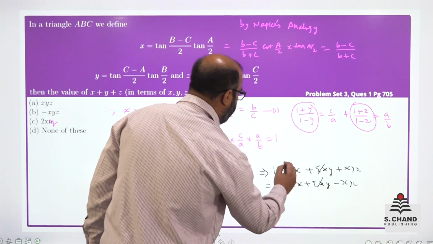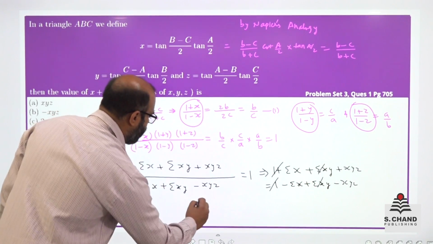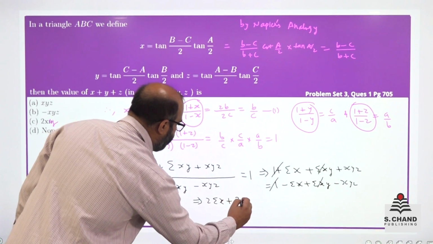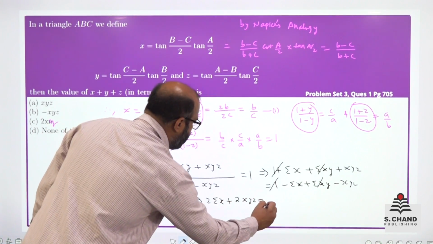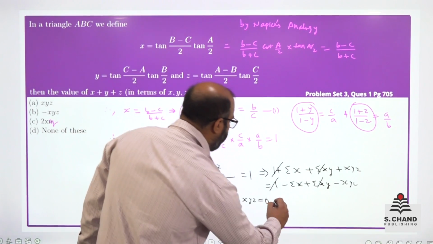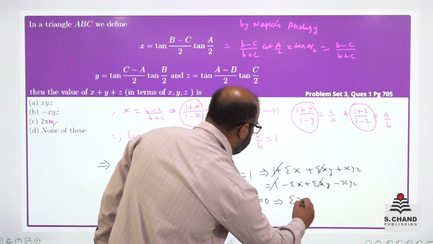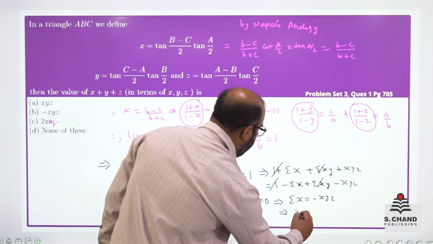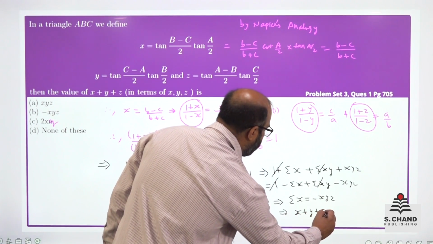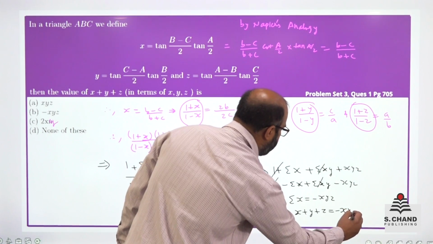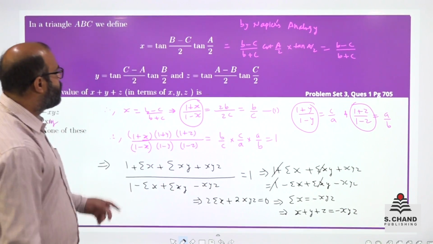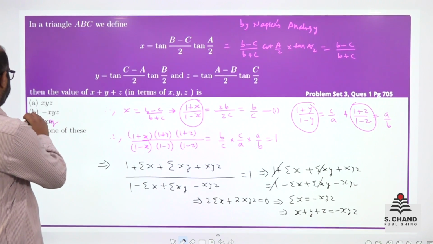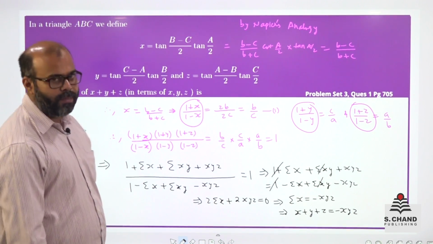So sigma xy will cancel and 1 will cancel, and you will write 2 sigma x plus 2 times of xyz is equal to 0. Now 2 will cancel and you will write sigma x is equal to minus xyz, which means x plus y plus z is equal to minus xyz. So x plus y plus z is being asked, it is equal to minus xyz. Which option is that? That is option B.